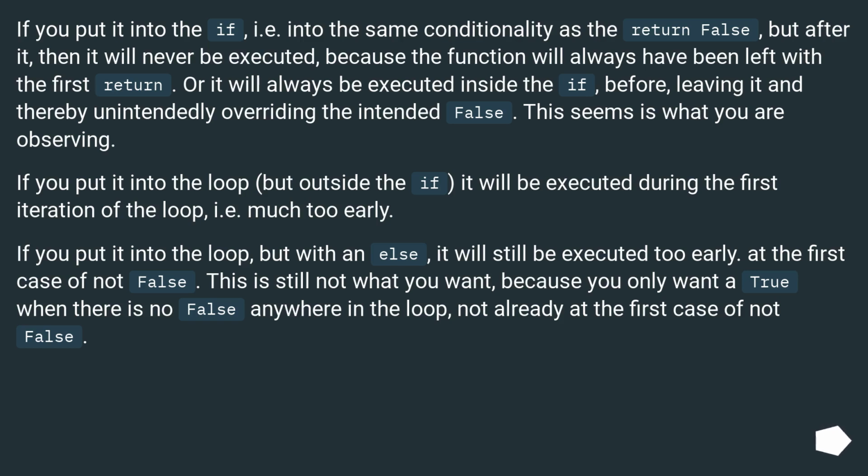If you put it into the loop, but outside the if, it will be executed during the first iteration of the loop, i.e. much too early. If you put it into the loop, but with an else, it will still be executed too early, at the first case of not false. This is still not what you want, because you only want a true when there is no false anywhere in the loop, not already at the first case of not false.